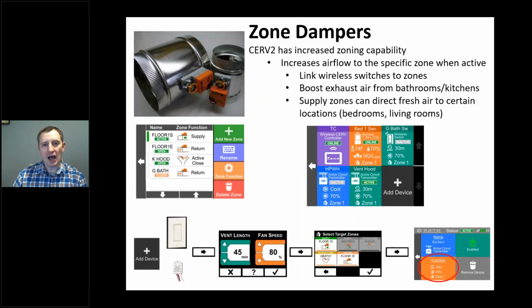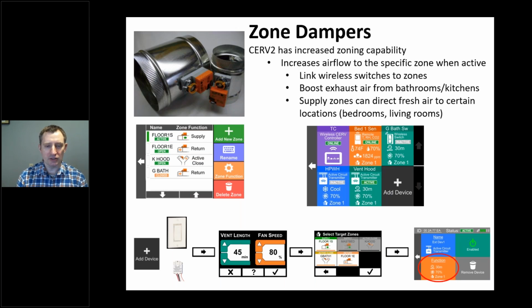Zone dampers can be layered on top of those wireless switches. This lets you specifically pull more ventilation air from a location that's active. So if you had several zones set up, for instance, when the master bathroom switch is pressed, it may close down the kitchen and the other bathrooms in the house to pull more air specifically from the master bathroom when that switch is active. If the kitchen vent hood goes in use, it would close down the master bathroom and the other bathroom returns to pull more air from the kitchen.